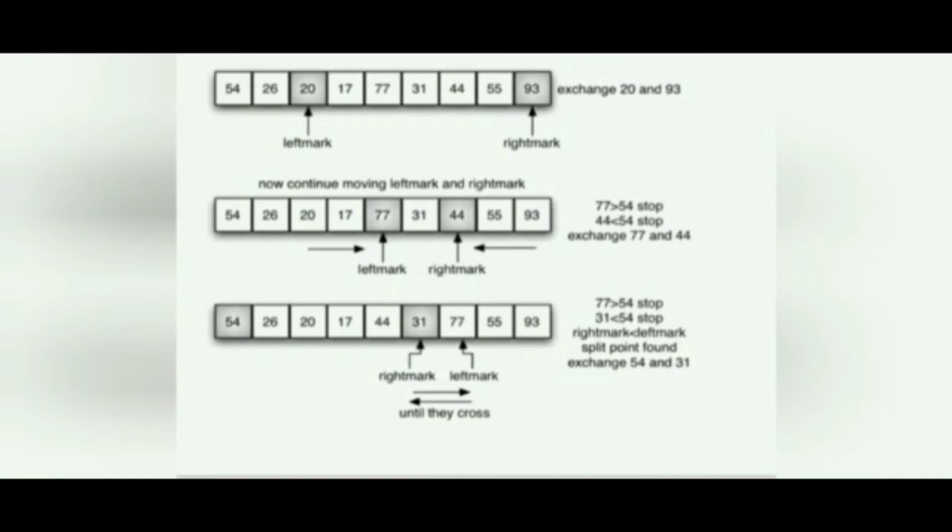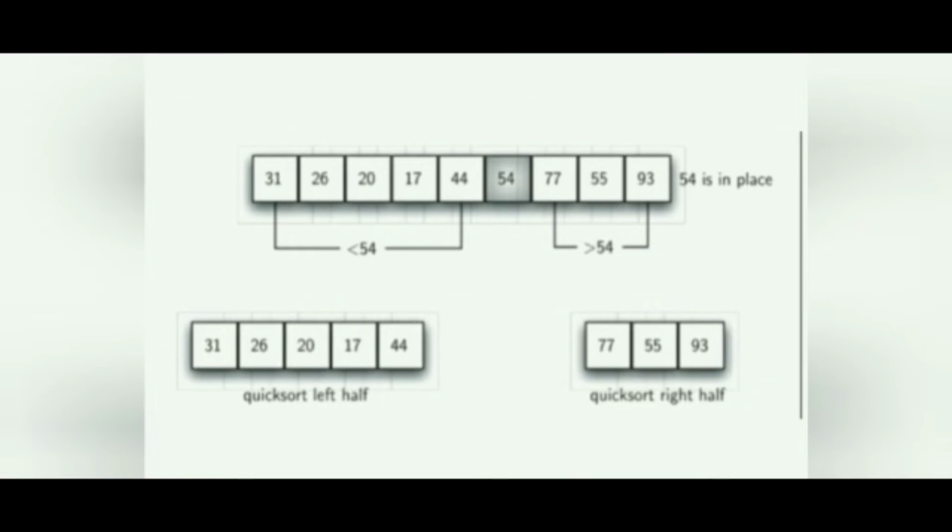Since 77 is greater than 54 and 44 is less than 54, exchange the elements 77 and 44. Now 77 is greater than 54 and 31 is less than 54. That is, the right mark is less than the left mark, so the split point is found. Exchange 54 and 31. Now 54 is in place. Now observe quicksort on the left half and quicksort on the right half.